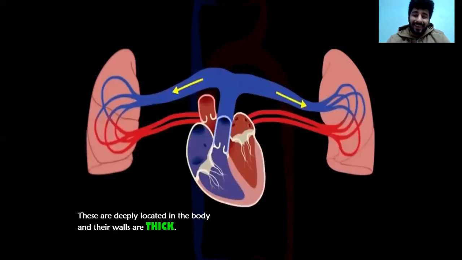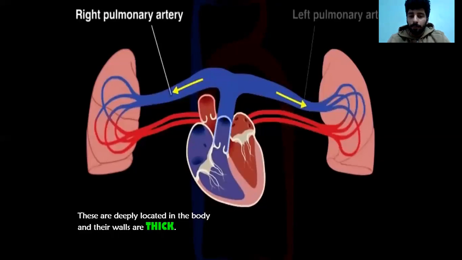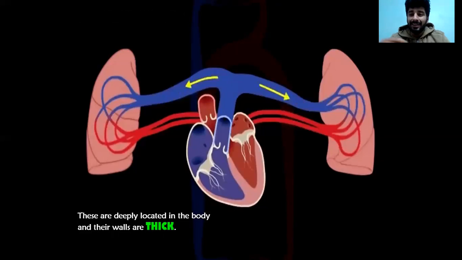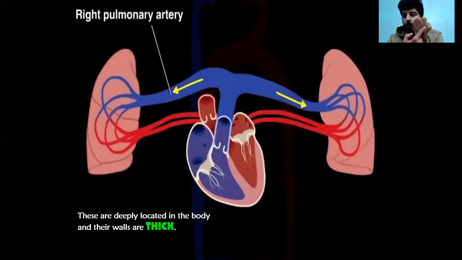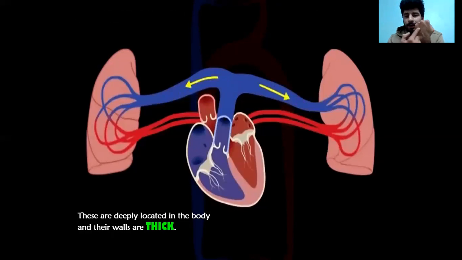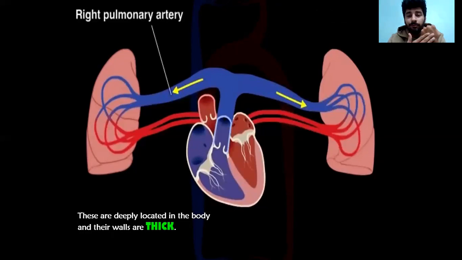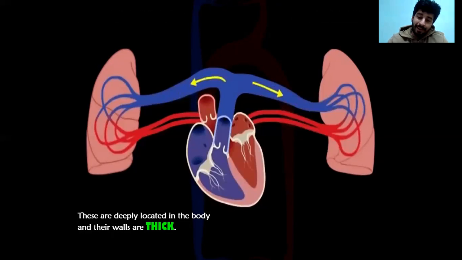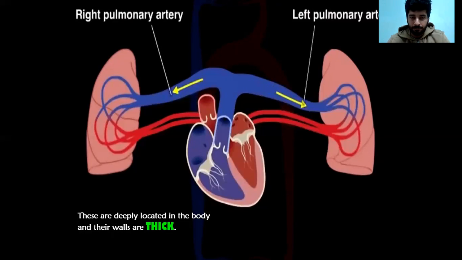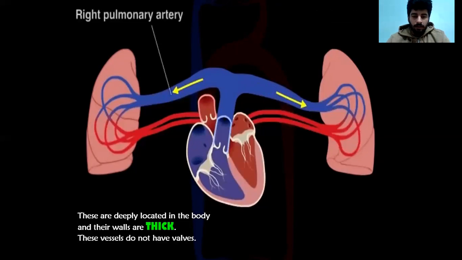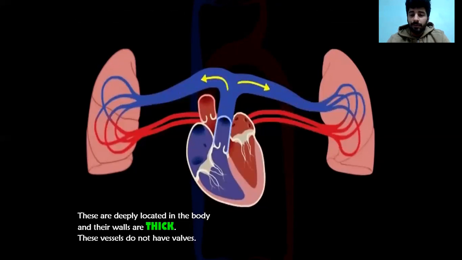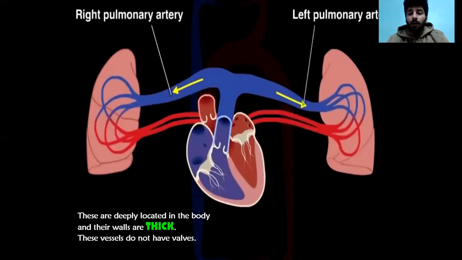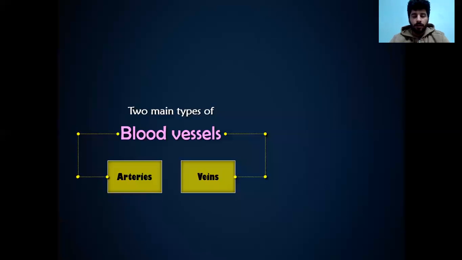Now these arteries are very deeply situated under our skin, and they have very thick walls because the pump of blood from the heart is at a good pace. The things that you see on your palms or on the upper side of your palms are not arteries. These are the veins. Arteries are situated well below our skin layers. Also, these vessels will not have valves. We'll come to what valves basically do.